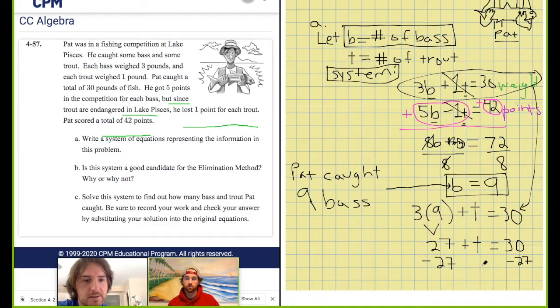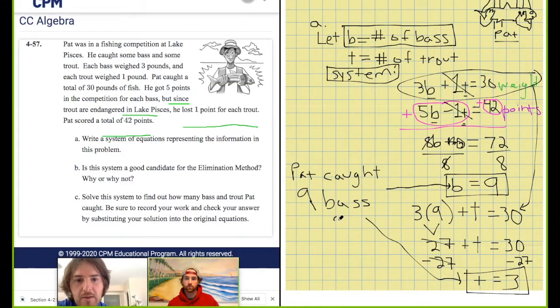And let me just make sure we can solve this to verify that. And 30 minus 27 is 3. There is my second answer for my second variable, but we got to write that sentence to make it very clear why we did all this work. Pat caught 9 bass and 3 trout.